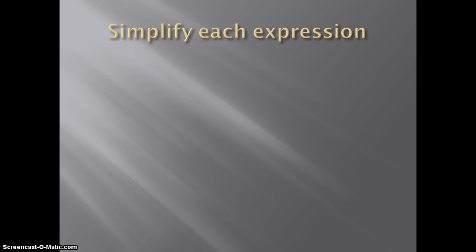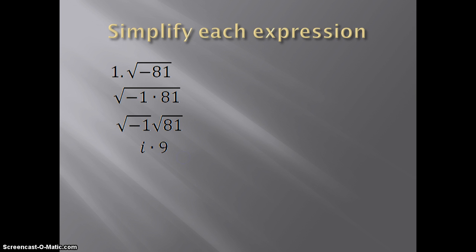Okay, now let's look at simplifying some expressions. This should be a review for you. If I have the square root of negative 81, remember we need to factor out that negative 1. So we factor this down to the square root of negative 1 times the square root of positive 81, and then we know by definition the square root of negative 1 is i, the square root of 81 is 9, and then we just rewrite that as 9i. We always put the numbers in front of the i, just like we always put the numbers in front of the variables.